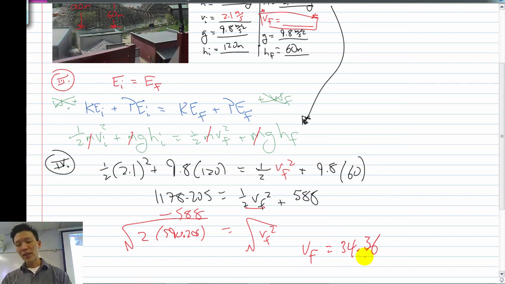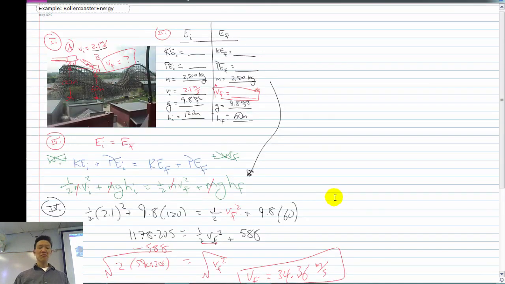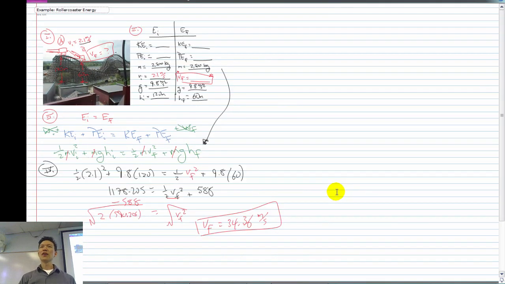Super important. What are the units? Miles per hour? No. Meters per second, which is roughly over 75 some miles an hour. You multiply by 2.24 to be exact. So using common sense, is that reasonable? I think so, right? If we start off at 120 meters high with an initial speed of 2.1 meters per second, you fall down a 60-meter hill to 60 meters high, you're going to speed up to about 34.36 meters per second. Extremely reasonable.